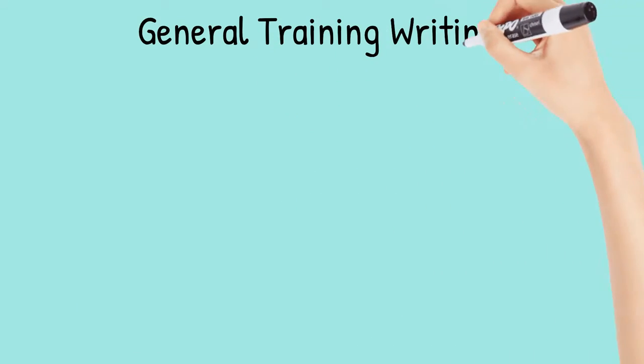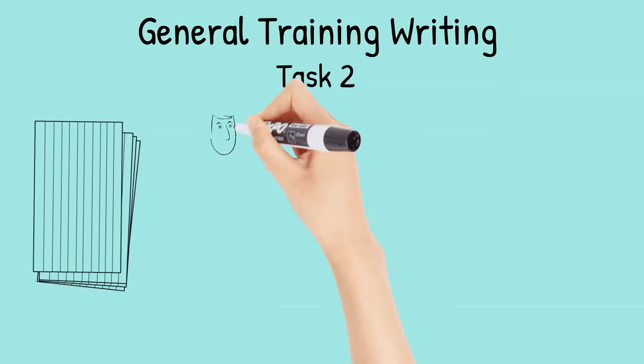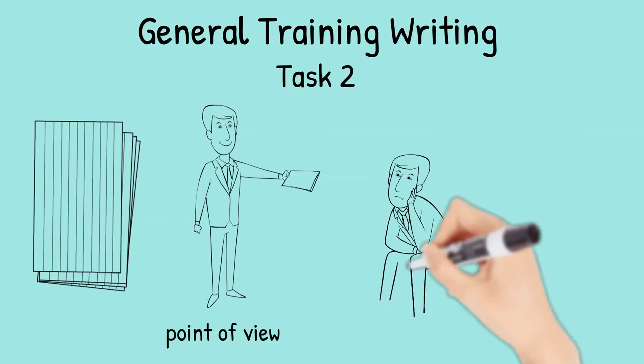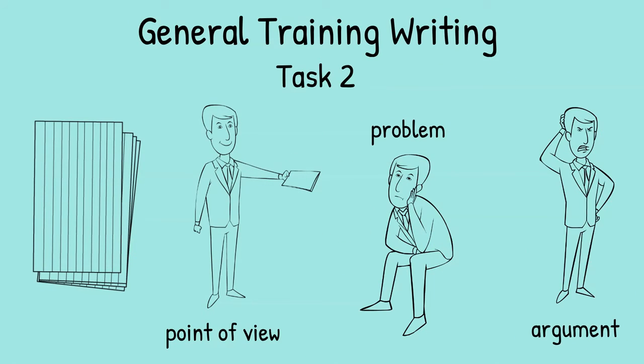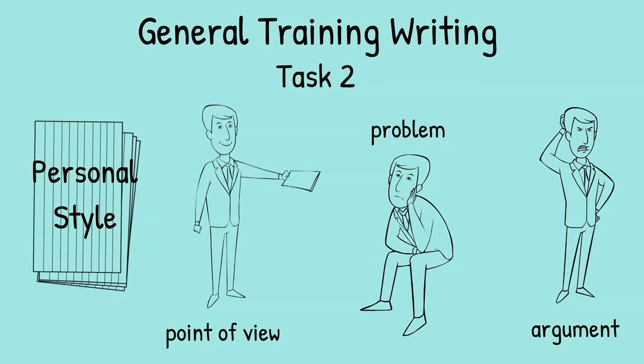For task 2, you will be required to write an essay on a topic of general interest. Your essay will be a response to a specific point of view, problem, or argument that will be stated in the question. You may use a more personal style than would be required in the academic writing task 2 essay.